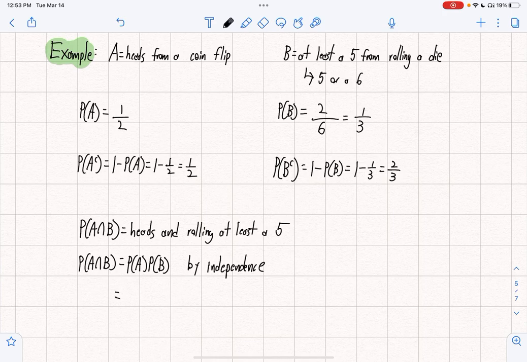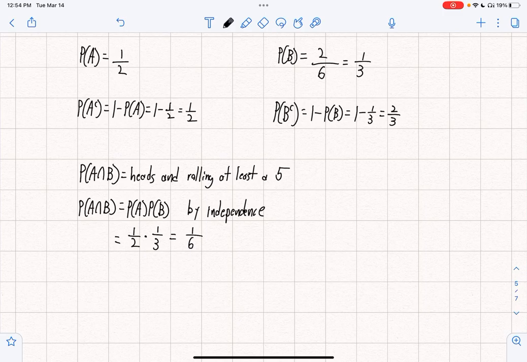So let's calculate this. So we found the probability of A to be 1/2. I'll multiply that by the probability of B, which we found to be 1/3. So our probability of A and B is 1/6. So now let's find the probability of A or B, or the probability of A union B. So this is getting a heads or rolling at least a 5.